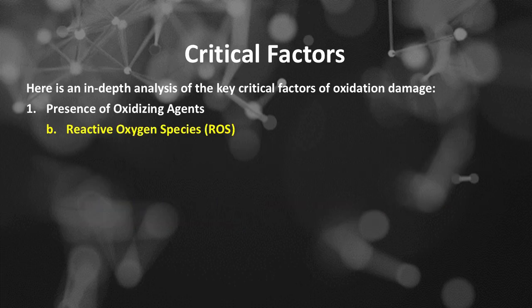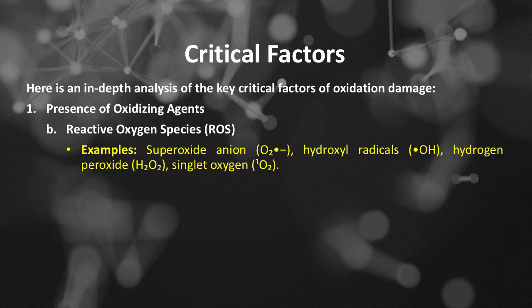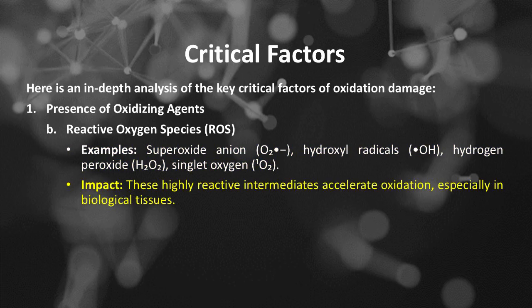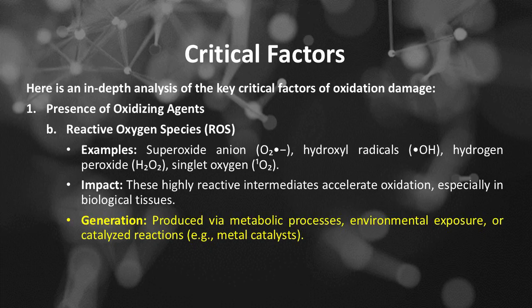Number B is reactive oxygen species, or ROS. Examples: superoxide anion or O2, hydroxyl radicals or OH, hydrogen peroxide or H2O2, singlet oxygen or O2. Impact: these highly reactive intermediates accelerate oxidation, especially in biological tissues. Generation: produced via metabolic processes, environmental exposure, or catalyzed reactions, for example by metal catalysts.